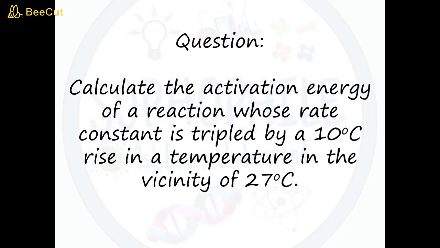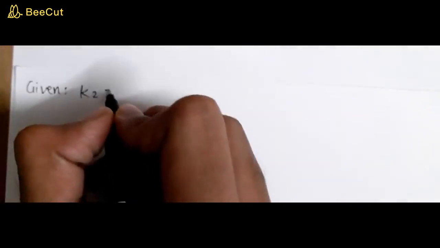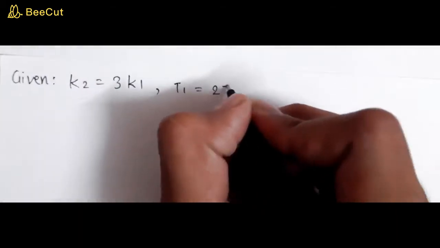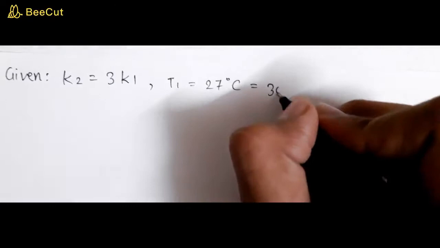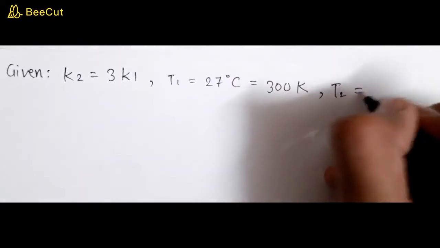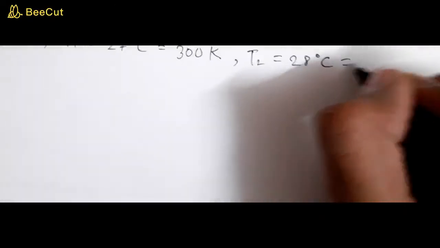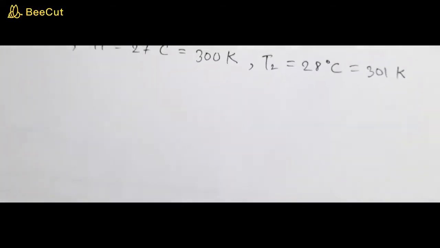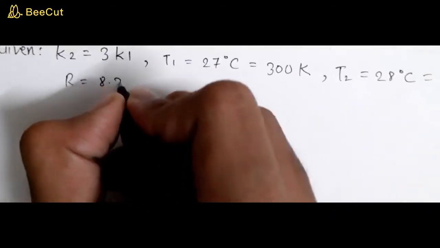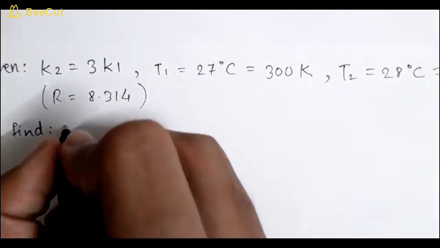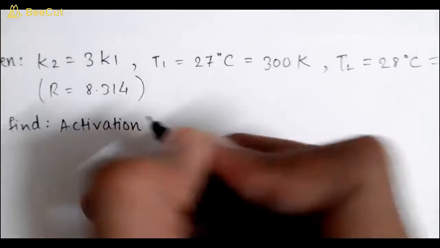Hello, today we are going to calculate the activation energy of a reaction whose rate constant is tripled by a 10-degree rise in temperature in the vicinity of 27 degrees Celsius. Given: rate constant K2 is 3 times the first rate constant K1. Temperature T1 is 27 degrees Celsius, which equals 300 Kelvin. Temperature T2 is 28 degrees Celsius, which equals 301 Kelvin. To find: the activation energy of the reaction.